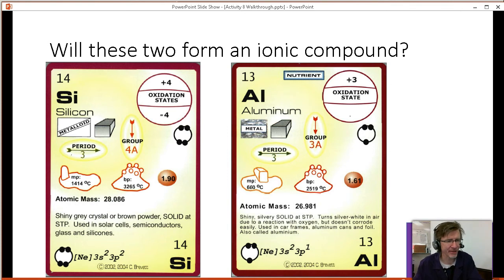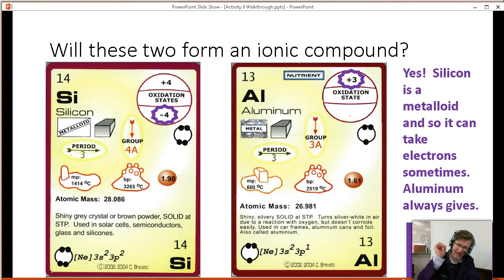Ooh, silicon's a metalloid. Oh boy. Aluminum's a metal. It's okay if you don't get this one, but just take a look at the letters. So silicon, notice he could go +4 or -4. Aluminum could go +3. So if I took a -4 and took a +3, I could, and if you Google this, you will find that silicon is aluminum silicide, they call it, and it is an ionic compound. Alright, you ready? Here we go.